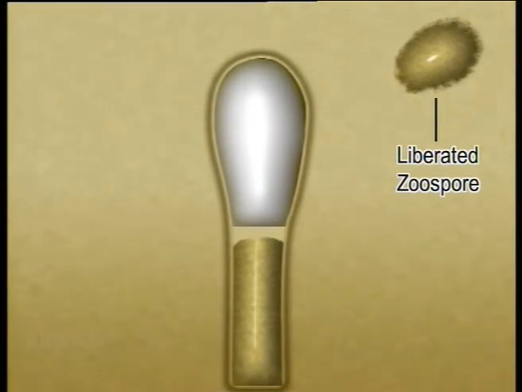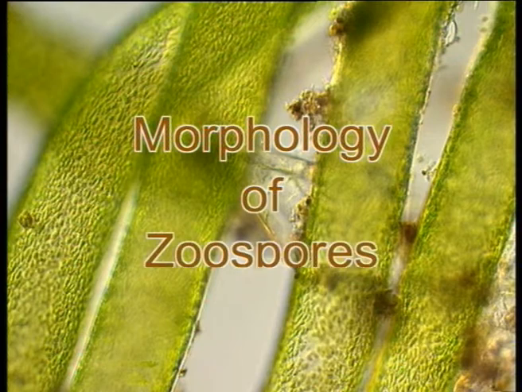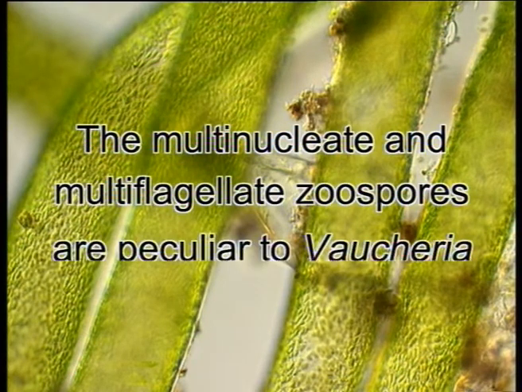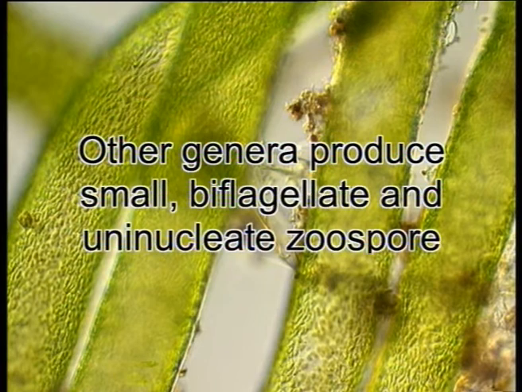end of the zoosporangium. Now the morphology of zoospores. The multinucleate and multiflagellate zoospores are peculiar to Vaucheria. All other genera related to it produce small, biflagellate, uninucleate zoospores developed in large numbers in each zoosporangium.